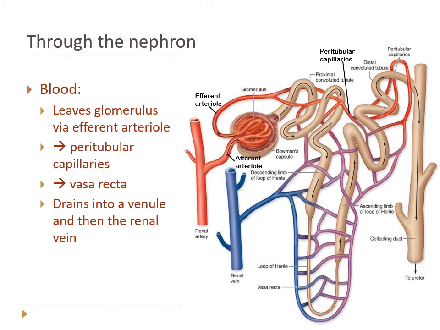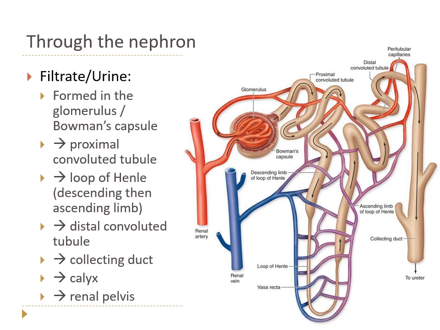So to review, the blood is then going to move into the peritubular capillaries, up here, and then the vasa recta here, and then eventually a venule and the renal vein and into the inferior vena cava. The filtrate was first formed in the glomerulus with Bowman's capsule, moves into the proximal convoluted tubule, down the descending limb, up the ascending limb of the loop of Henle, through the distal convoluted tubule, and then eventually into the collecting duct, and then it'll go to a calyx and then the renal pelvis.